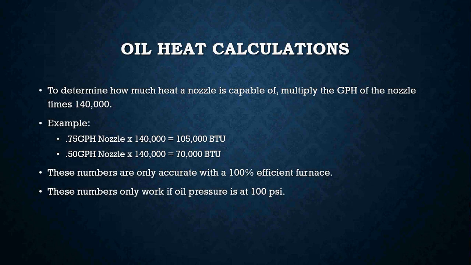Now, that's all fine and good. But those numbers are only correct if that oil-fired piece of equipment is running at 100% efficient. Which we all know oil heat is not 100% efficient. It is probably more somewhere around 80-85% efficient. Maybe as high as 90.